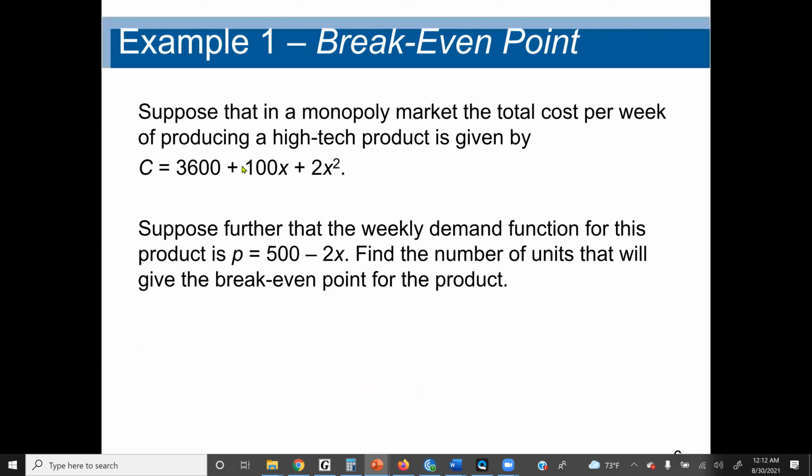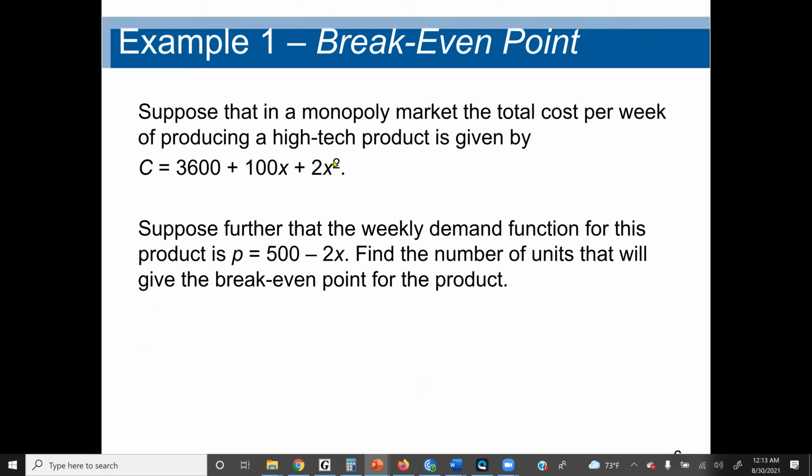So suppose that in a monopoly market, the total cost per week for producing a high-tech product is given by C equals 3,600 plus 100x plus 2x squared. So this is where we are going to use the concept of quadratic, because the cost function given to us is in a quadratic form.